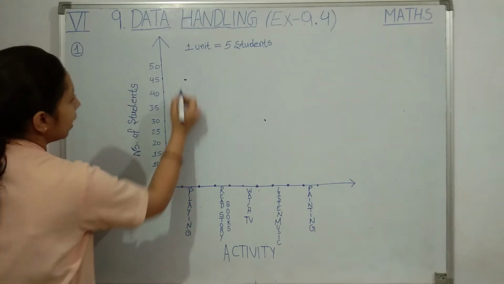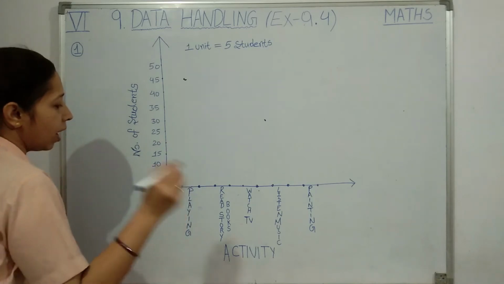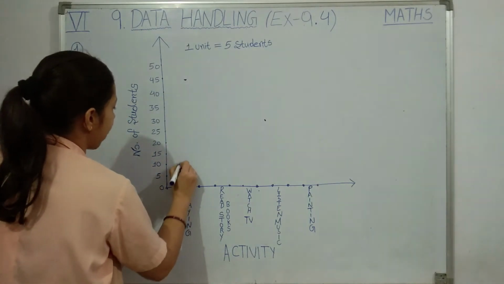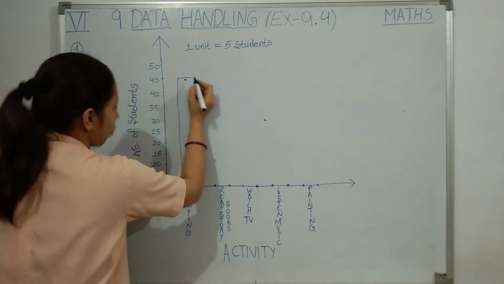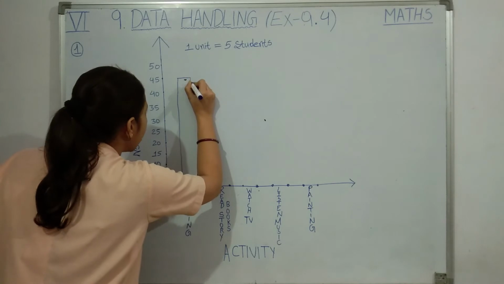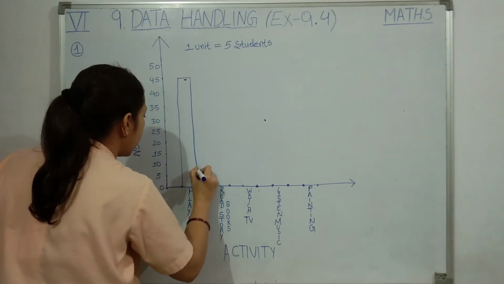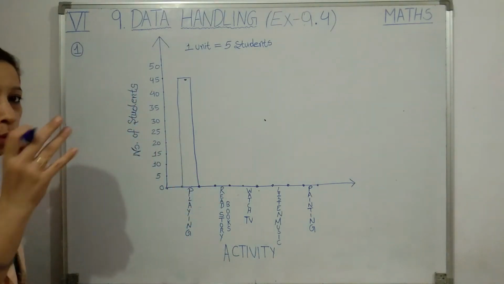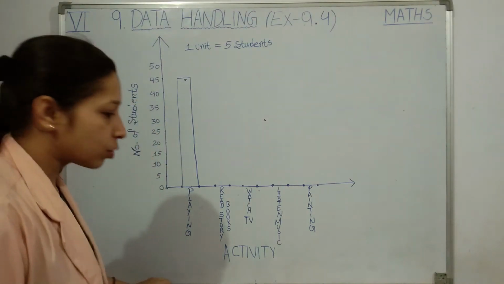Yeah, you can see here second. So here I mark 45. Now you will take your scale and you will draw the bar. As I am not using a proper scale and pencil, my bar will not be of uniform width, but you will be using a scale and pencil and you have to draw the proper bars. So you can see playing is preferred by 45 students.